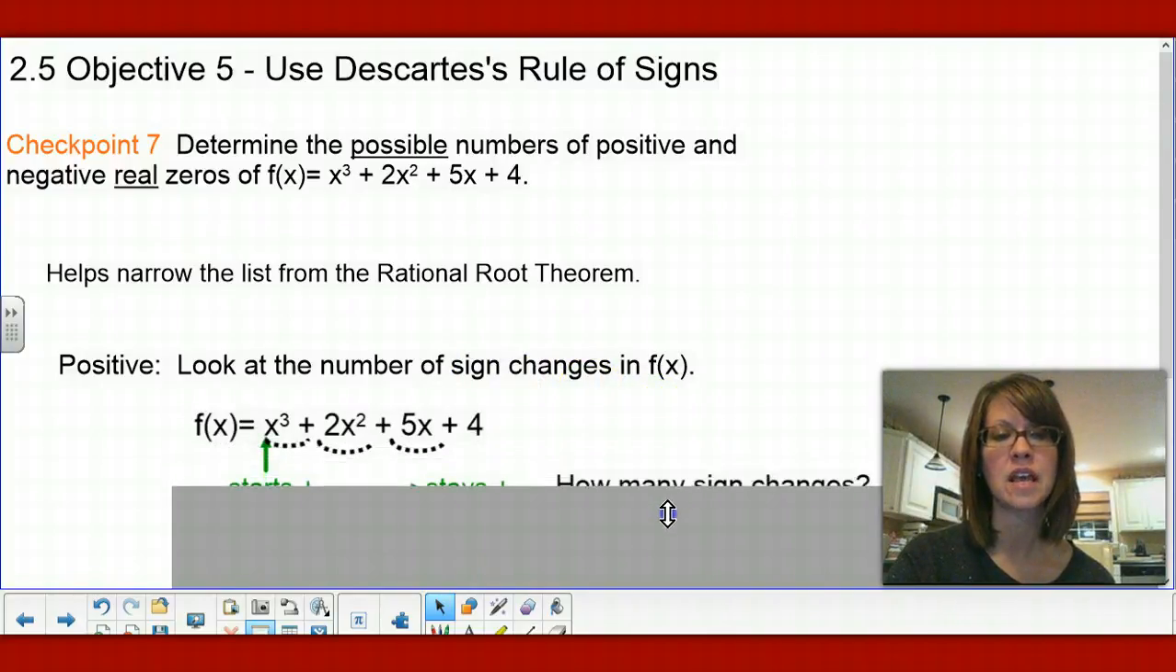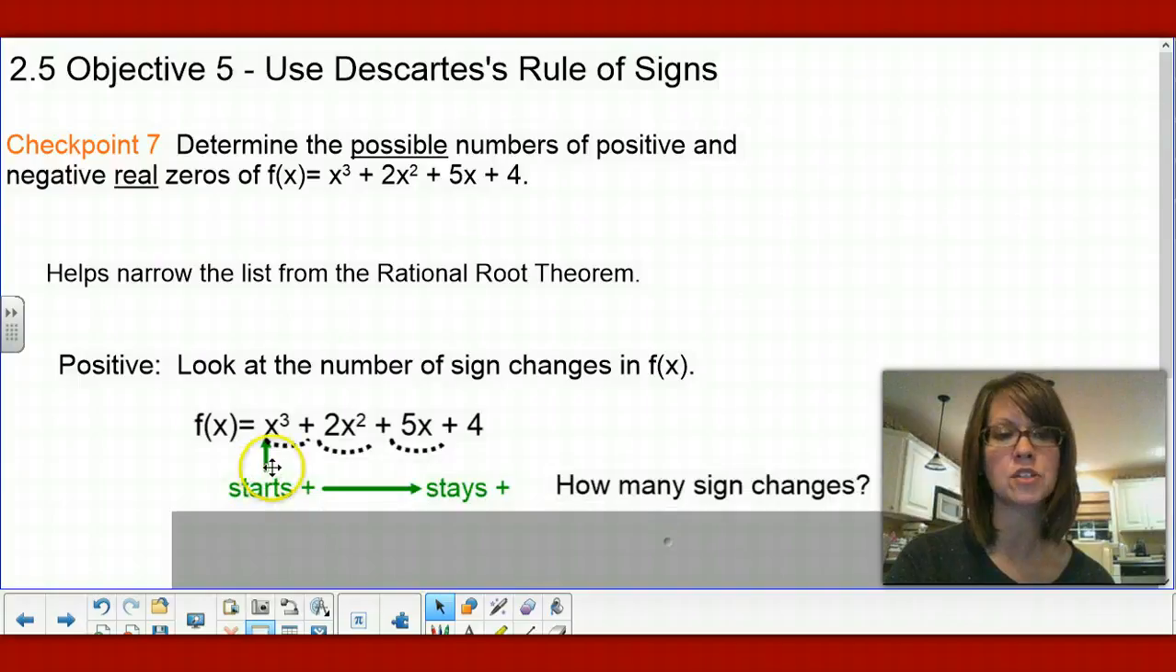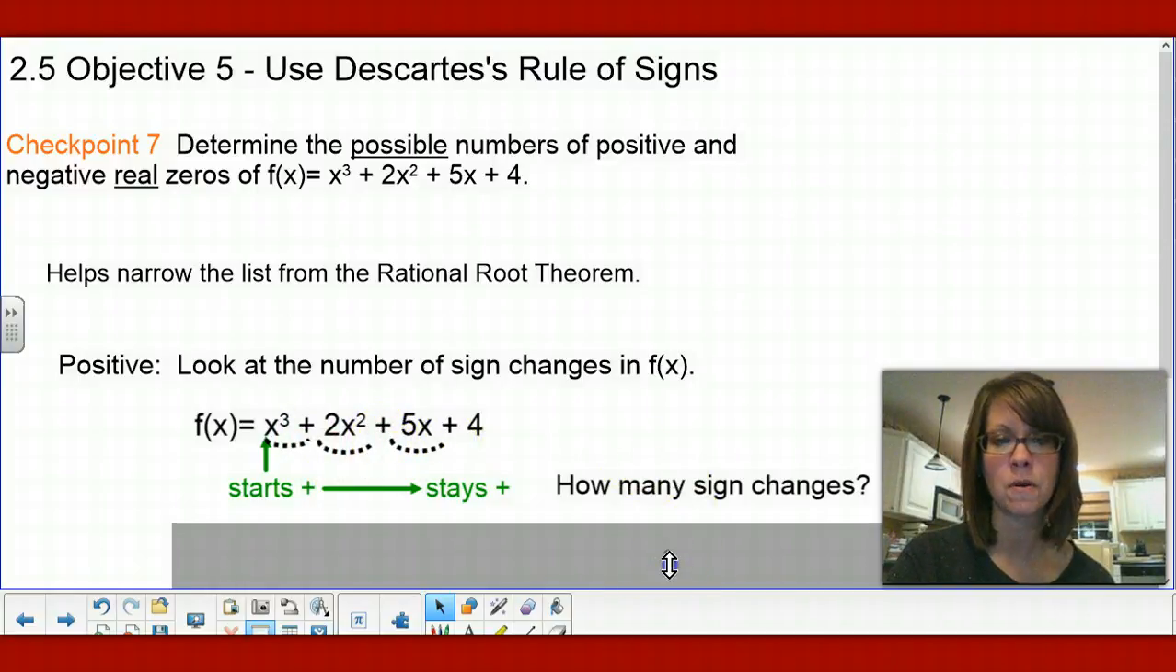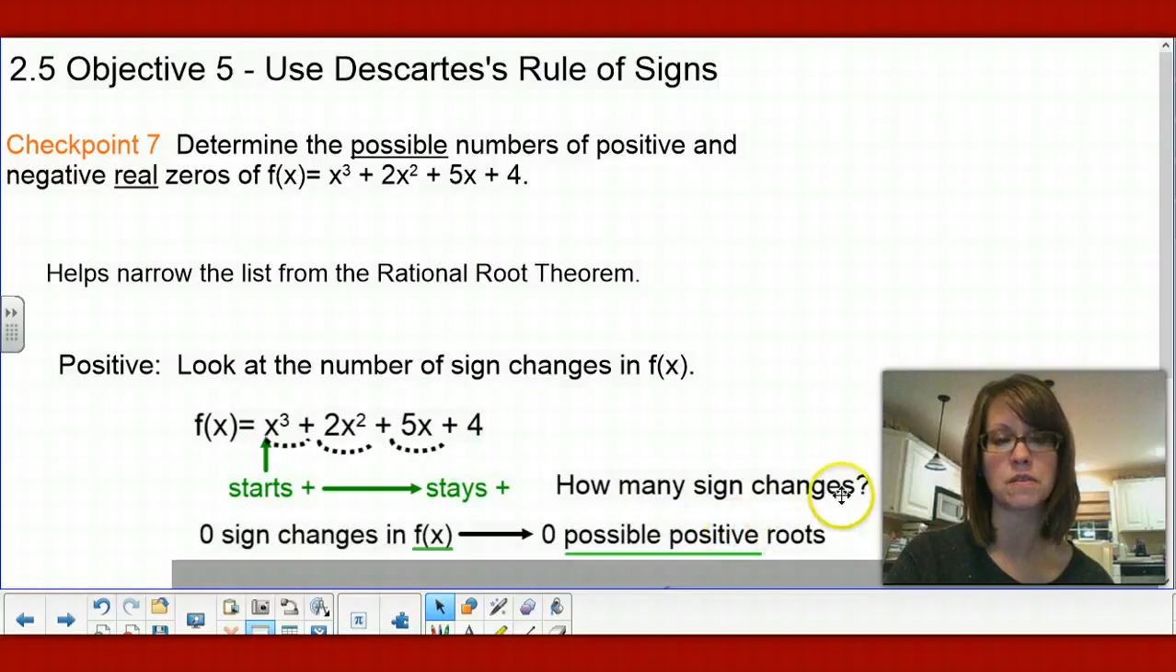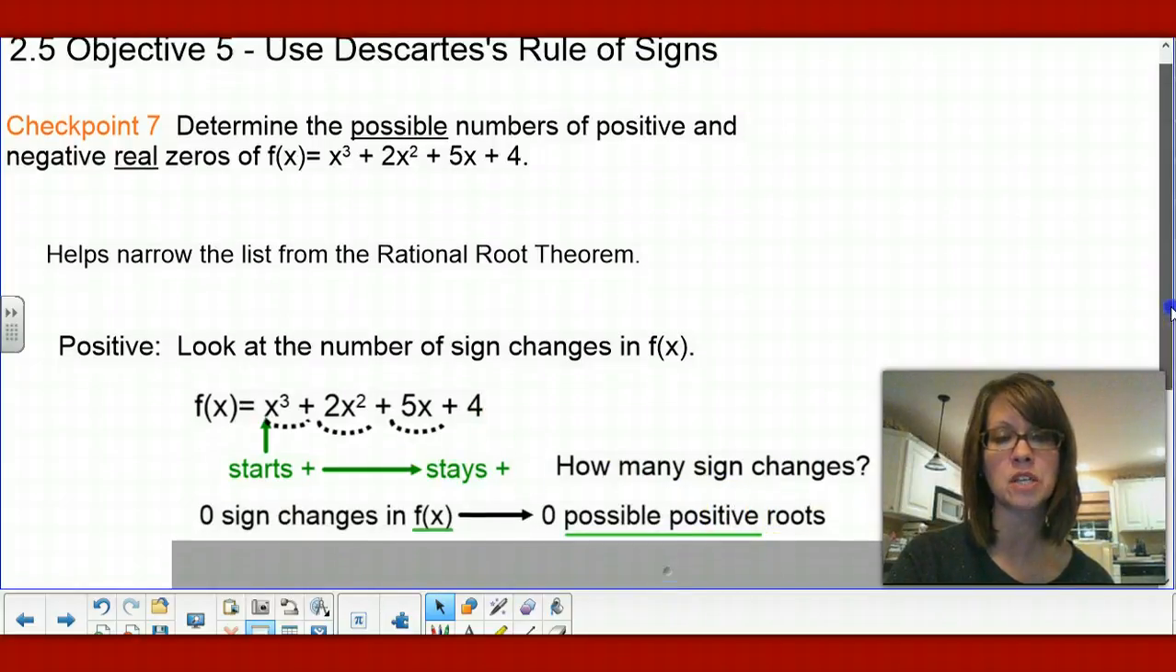F of x starts positive. X cubed is positive x cubed. There is no negative in front of it. We don't count that as 1. It's just where we start. And then we look to see if it ever changes sign. So it stays positive, stays positive, stays positive. So how many sign changes are there? There are 0 sign changes. And if there are 0 sign changes in f of x, then there are 0 possible positive roots. F of x goes with the positive.